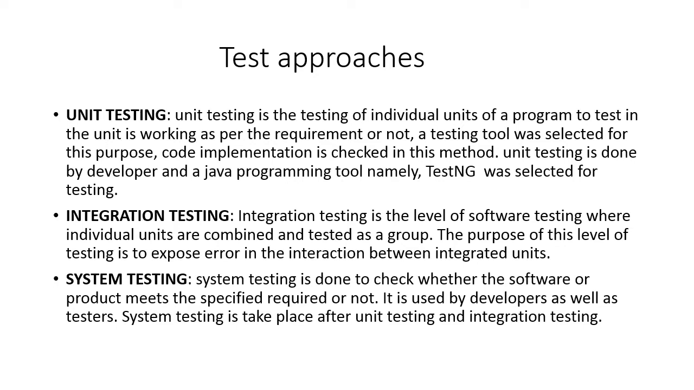system: unit testing, integration testing, and system testing. Unit testing is the testing of individual units of a program to test whether the unit is working as per the requirement or not. Unit testing is done by the developer, and a Java programming tool, namely TestNG, was selected for testing. Integration testing is a level of software testing where individual units are combined and tested as a group. The purpose of this level of testing is to explore errors in the integration between integrated units.